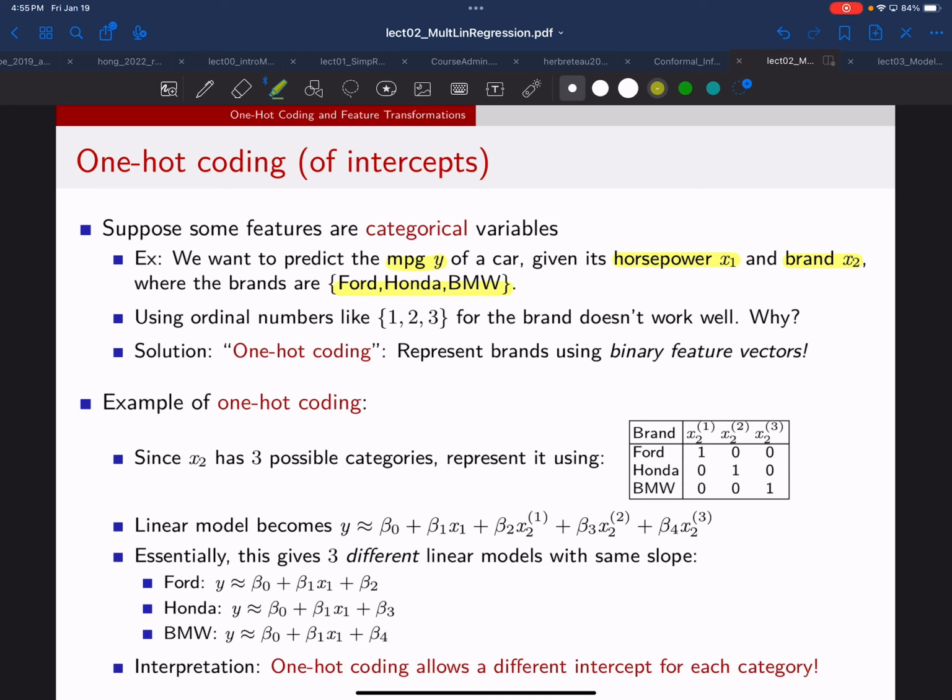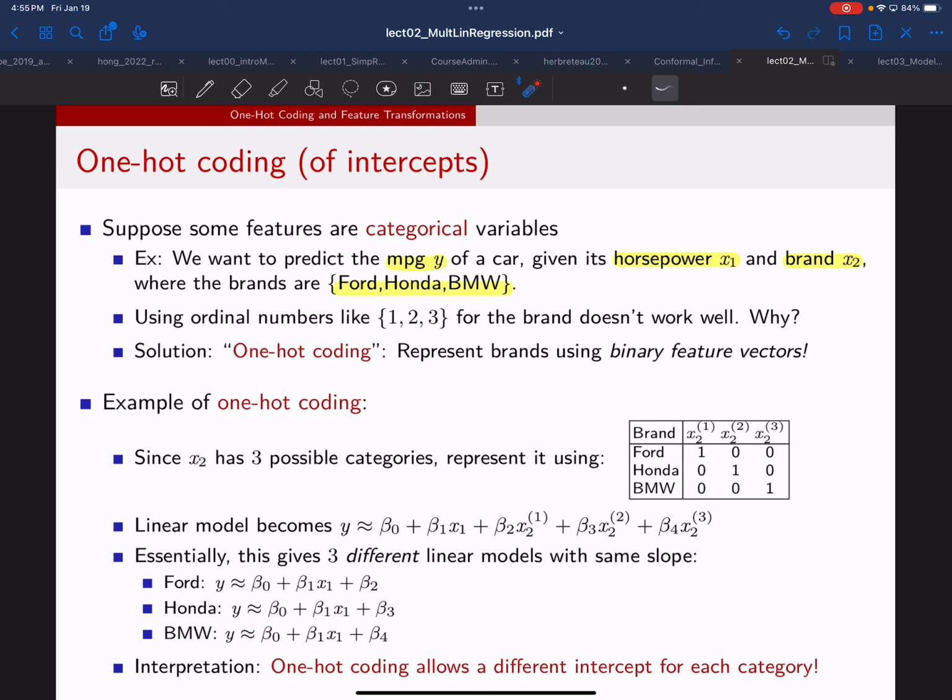The naive approach would be to just assign a number to each brand, like 1, 2, 3: 1 for Ford, 2 for Honda, 3 for BMW. And then now you have a numeric data set. You can handle it just like we've handled it until now. So what do you guys think about this? Is this going to work? If not, maybe why not? Why is this not going to work so well?